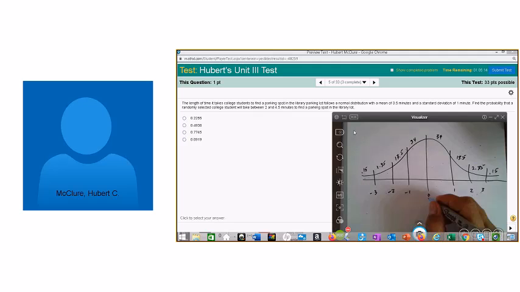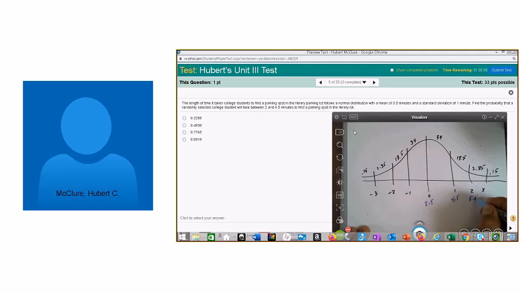3.5 minutes with, so it'd be 4.5, 5.5, 6.5, 2.5, 1.5, and 0.5.